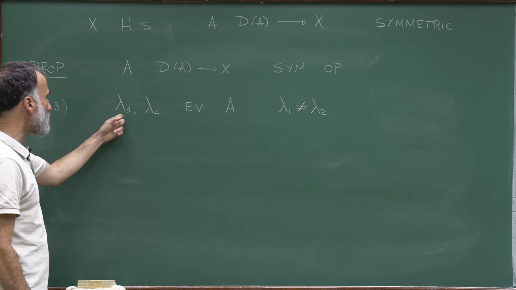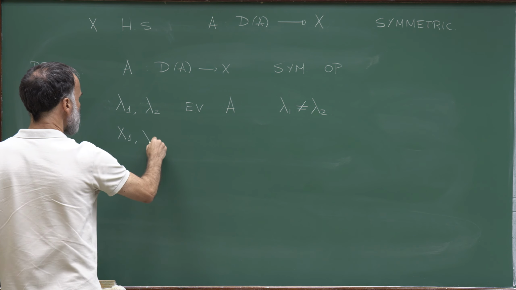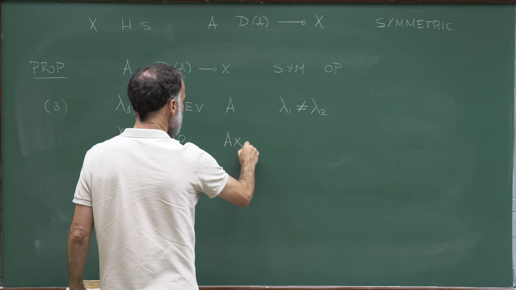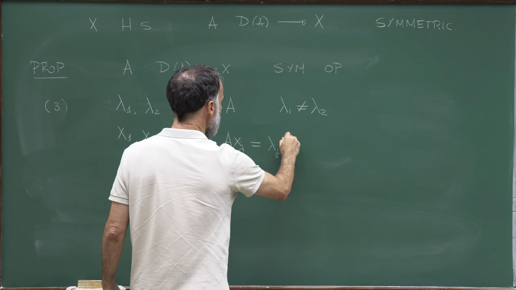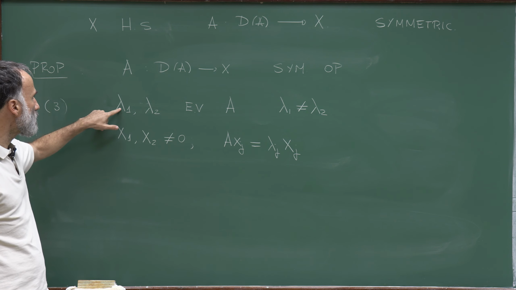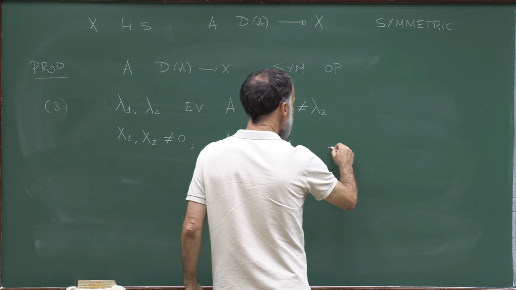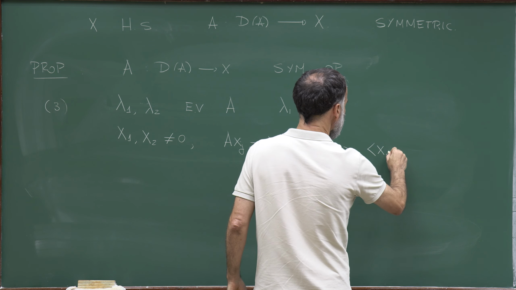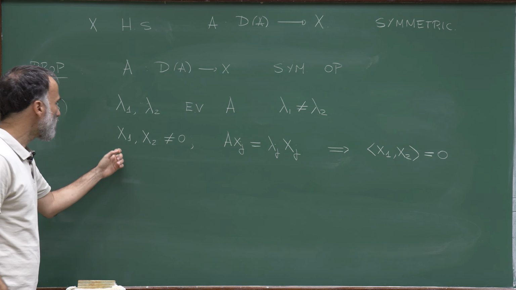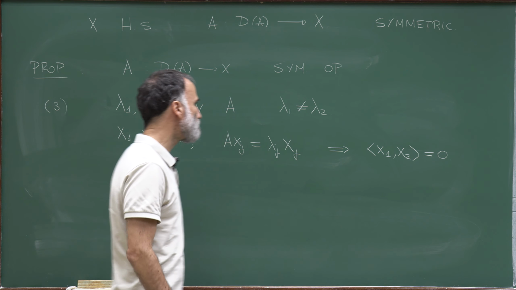So consider the eigenfunction associated to lambda 1 and the one associated to lambda 2. Let's take x1 and x2 different from 0, such that A xj is equal to lambda j xj. So x1 is one eigenfunction associated to lambda 1, x2 one associated to lambda 2. And what I claim is that they are orthogonal. So x1, x2 are orthogonal. If you have eigenfunctions associated to different eigenvalues, they need to be orthogonal.